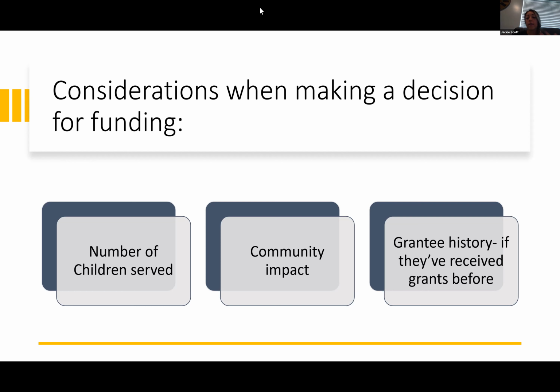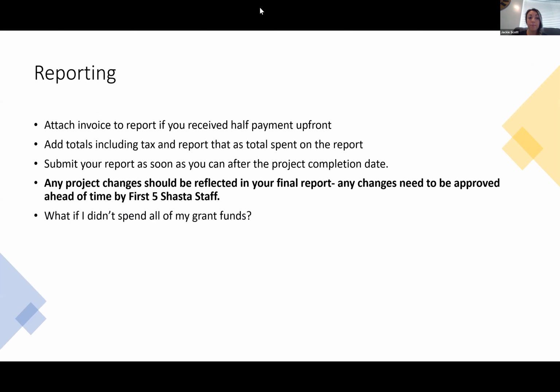Or in another instance, maybe if the grantee has received grants in the past, we're looking at, okay, did they do what they told us they were going to do? Did they fill out the final report? Was their event or project successful? So we're looking at those things as we make decisions. So sort of the grantee history.